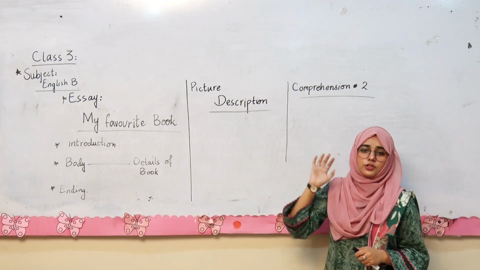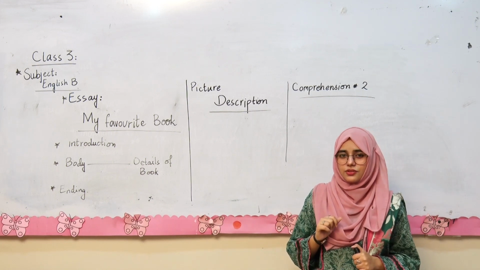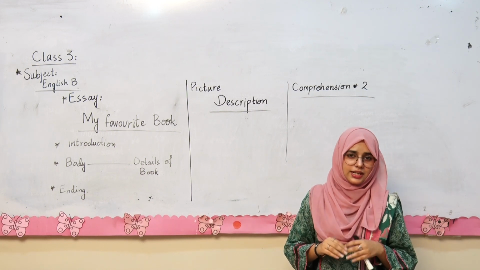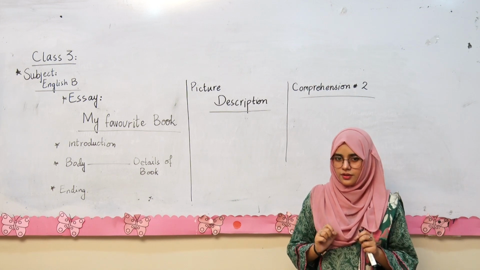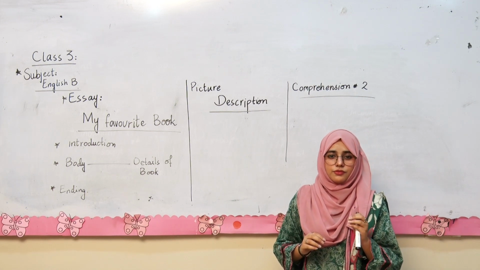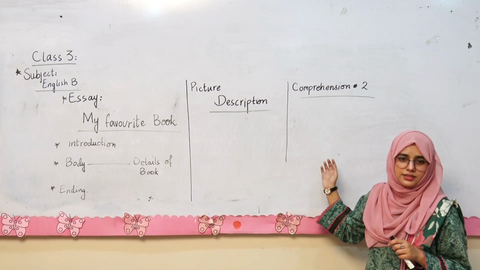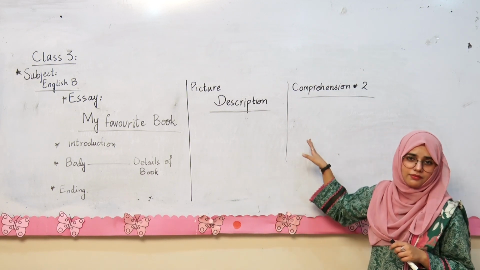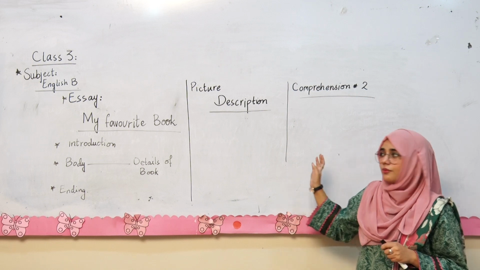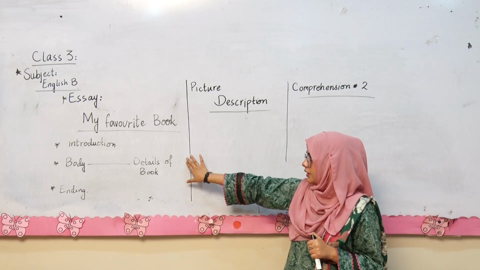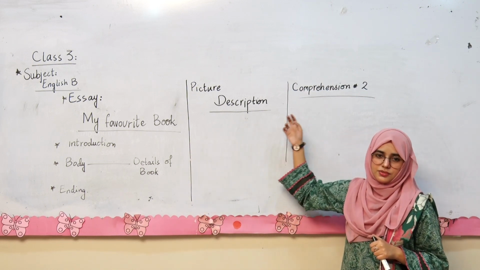Comprehension, on the other hand, is also very easy. In comprehension, you will have a paragraph of some lines and you will have to read it very carefully. While reading the paragraph, you will have to mention the important facts and then you will have to write the answers of the questions that are given below the paragraph. So now we will move towards the reading of the essay and then we will do picture description and comprehension.